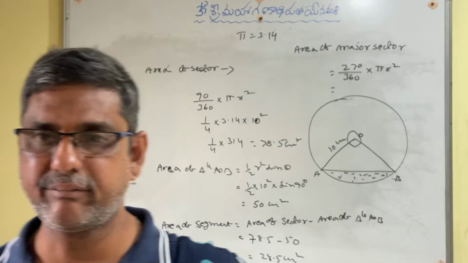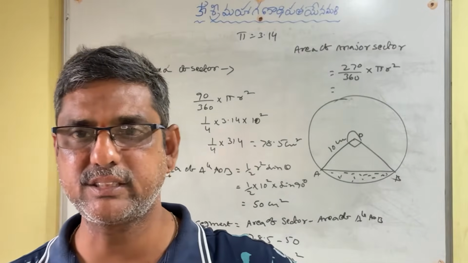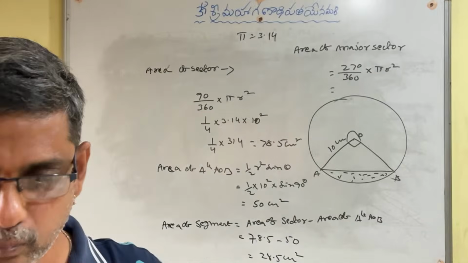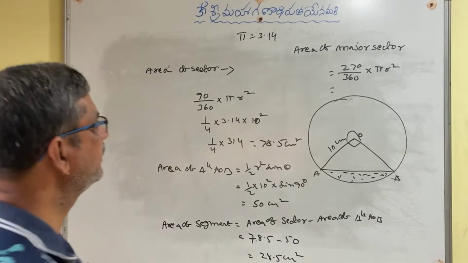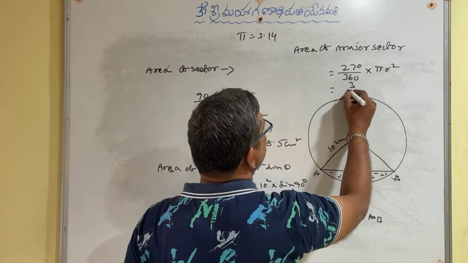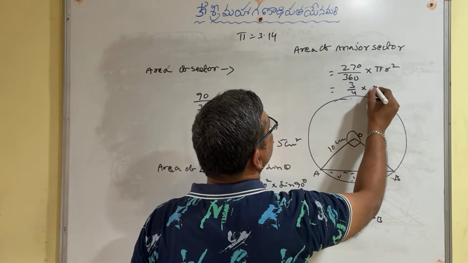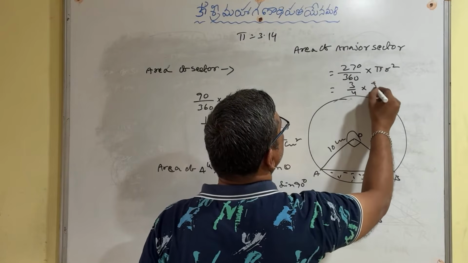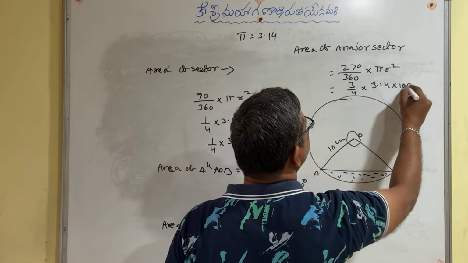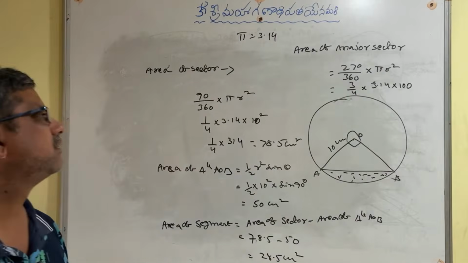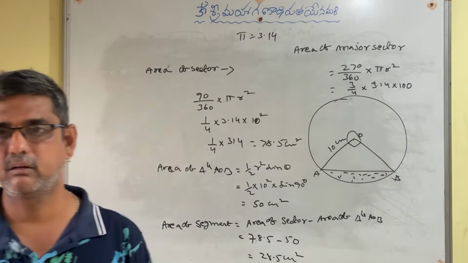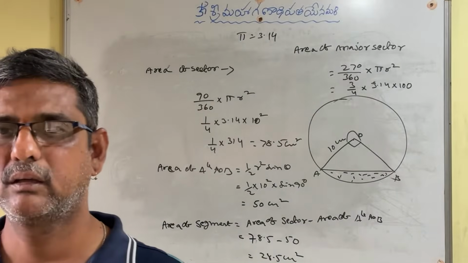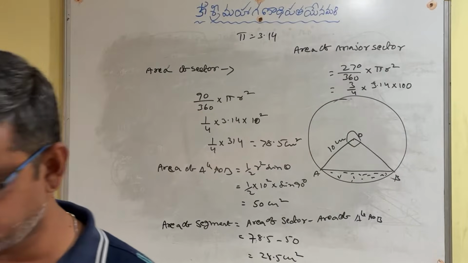235.5 centimeter square. Is that right, children? How many of you don't know? 270 by 360 means 3/4. 3/4 of 100, 314, 3.14 into 100, 235.5. How can it be 7? It cannot be 7.